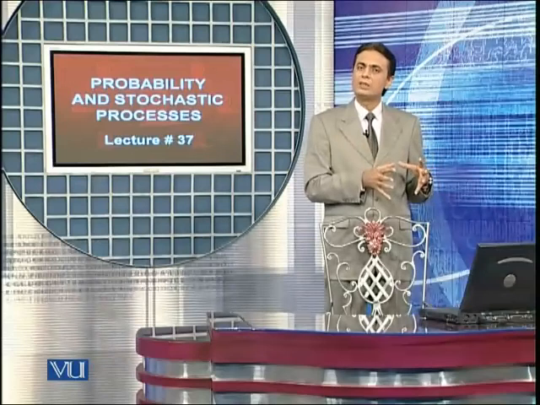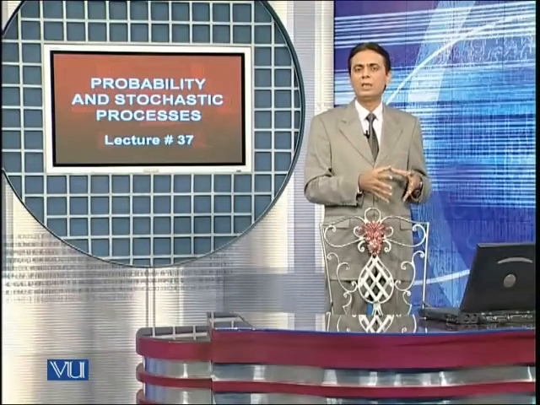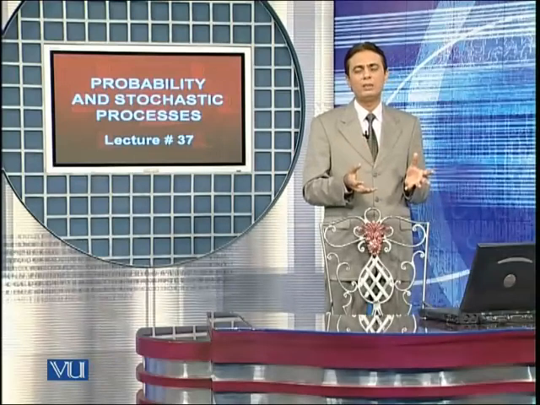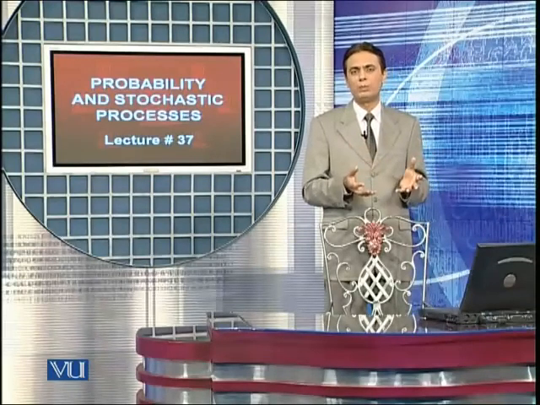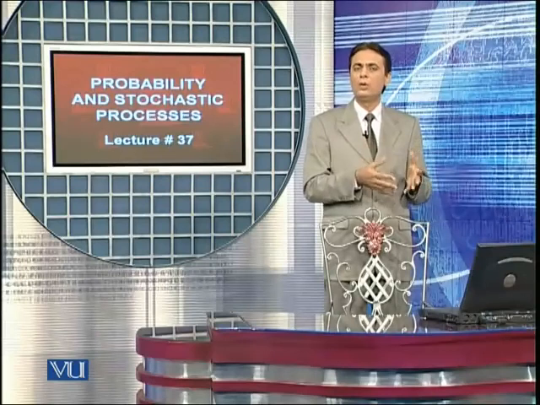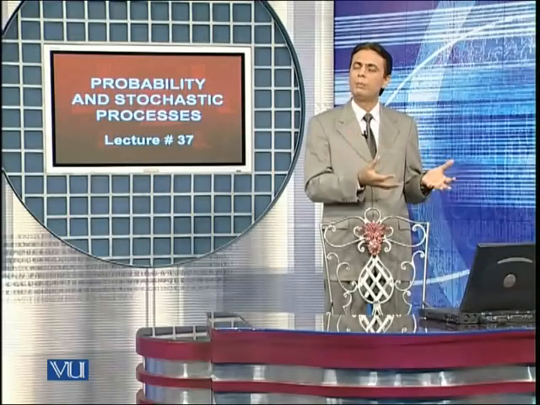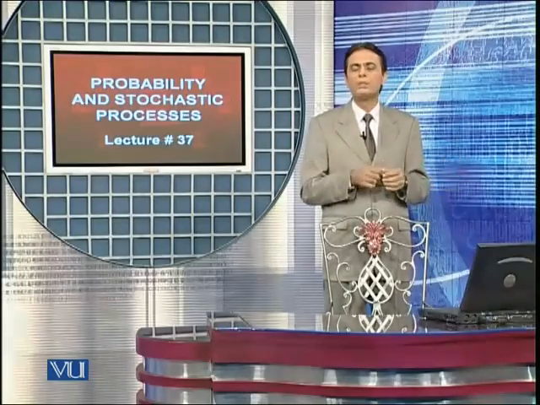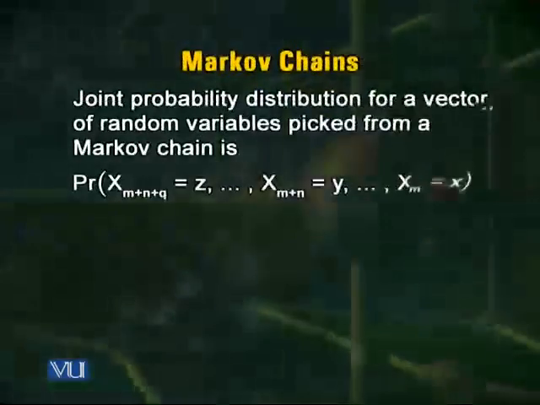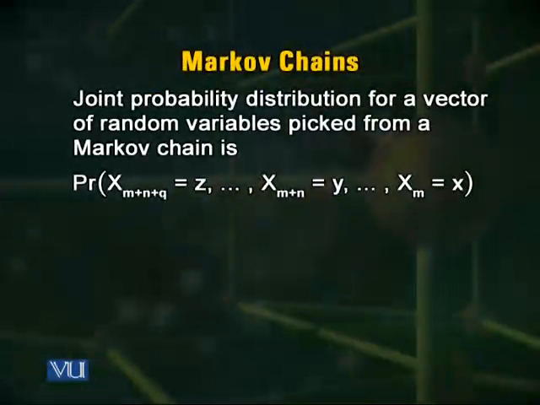For this large collection of random variables in a Markov chain, we can talk about more complex events and their probabilities. For example, we can talk about joint probability, which involves two or more random variables picked from this collection of random variables forming this Markov chain. They don't have to be consecutive. We can pick as many as we want.